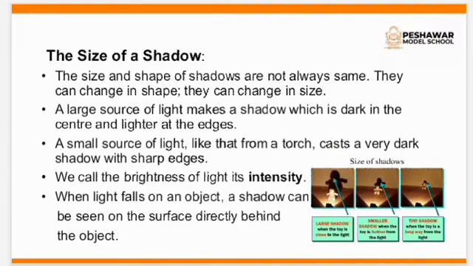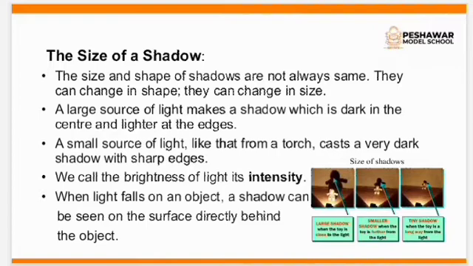The size of a shadow. The size and shape of shadows are not always the same. They can change in shape, they can change in size. A large source of light makes a shadow which is dark in the center and lighter at the edge. A large source of light, right? Remember this. A small source of light, like that from a torch, is a very small source of light. It casts a very dark shadow with sharp edges.